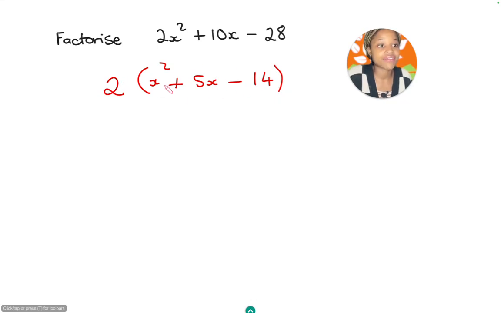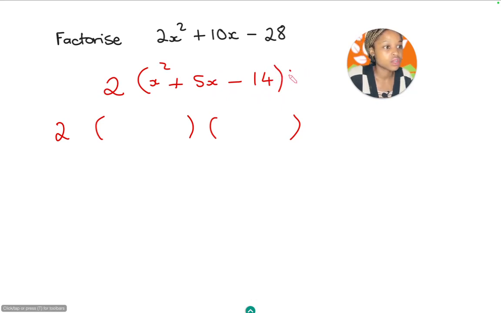So now we have our trinomial and we just have a 2 on the side, right? We're still keeping our 2 because it's still part of the equation, but we still want to have our brackets over there. Then we go back to the way that we had been doing it. So we have our constant there, which is 14. We need to find two numbers that are going to give us 14 if we multiply them, or if we add or subtract them, they also have to give us 5.